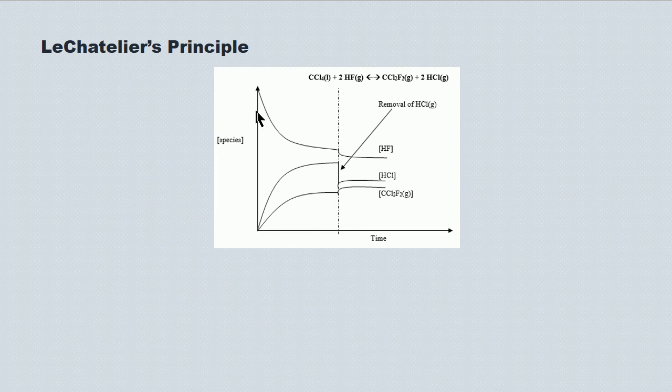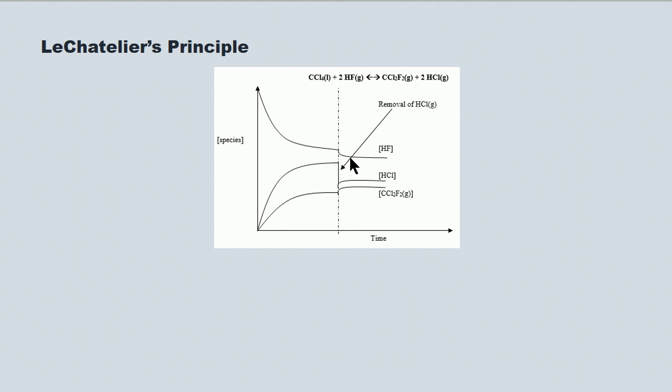So here's the graph. And again, the hydrogen fluoride starts at some positive value and it drops. The hydrogen chloride, which is a product, and the Freon, which is also a product, both increase. They both start at 0 because we have no products initially, but then they both increase as the reaction proceeds. The hydrogen chloride, of course, increases twice as fast as the Freon because the stoichiometry is 1 Freon molecule is produced for every 2 hydrogen chloride molecules.